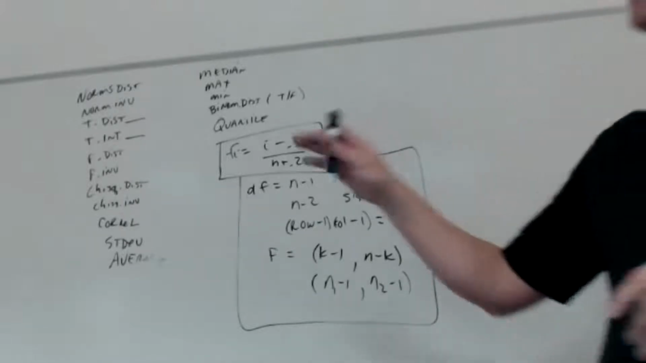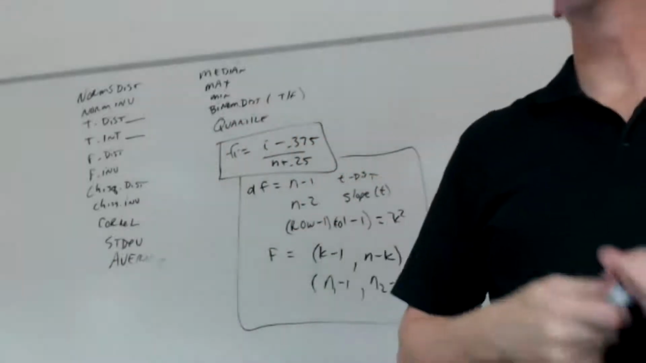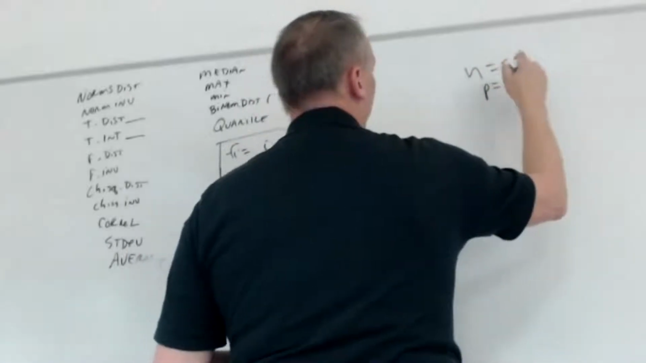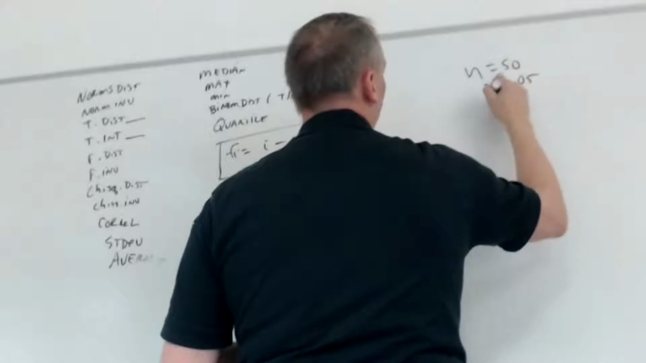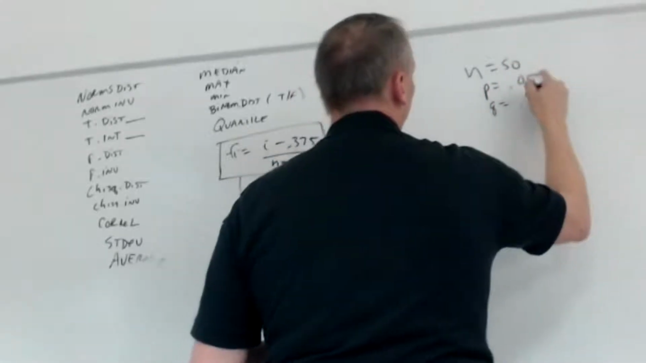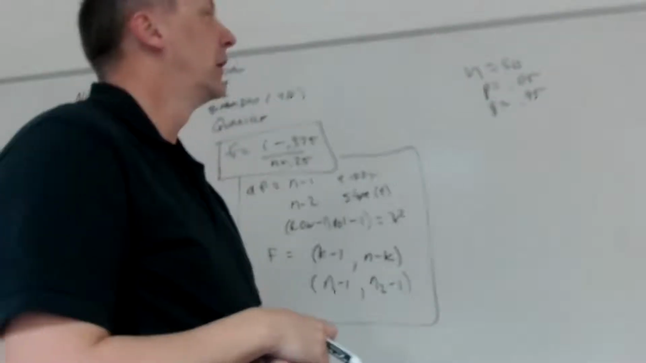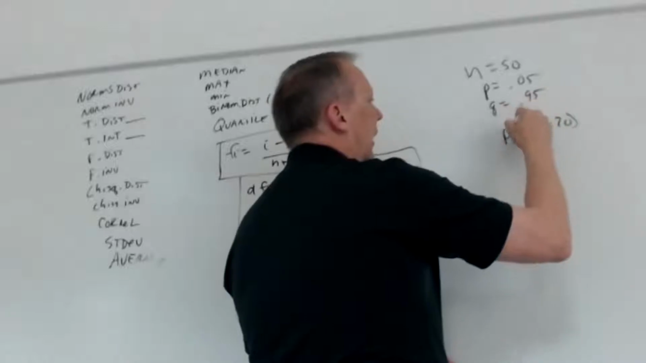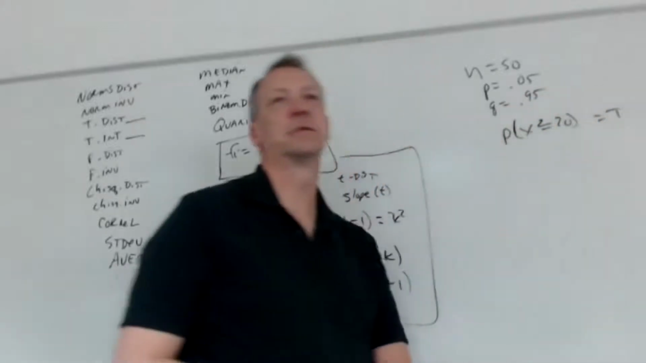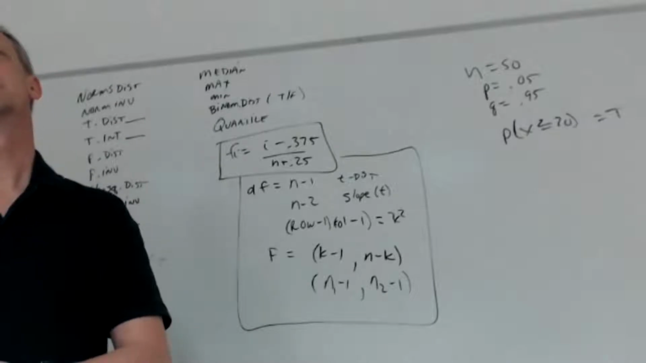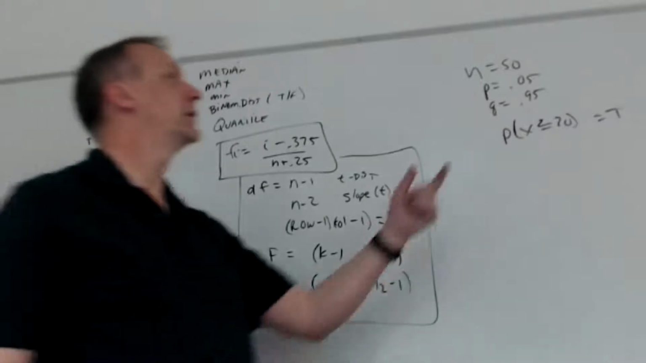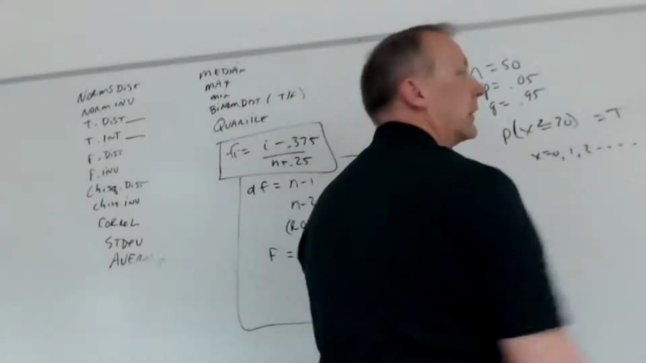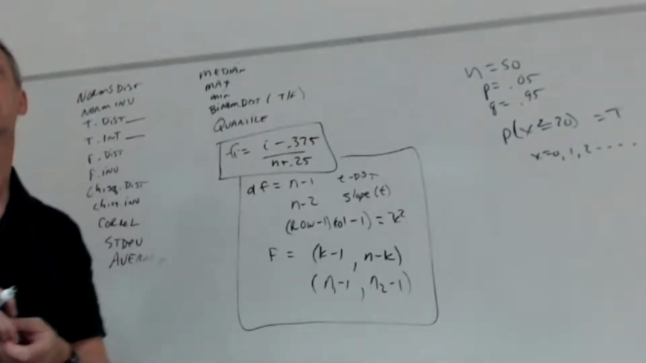So if you're doing a binomial distribution, let's say that your n equals 50, your p equals 0.05, and your q equals, in this case, 0.95, right? And I want the probability that X is less than or equal to 20. That would be a true, because you're looking for the sum of X equals 0 and 1 and 2, all the way up to 20. So you want the cumulative distribution function.